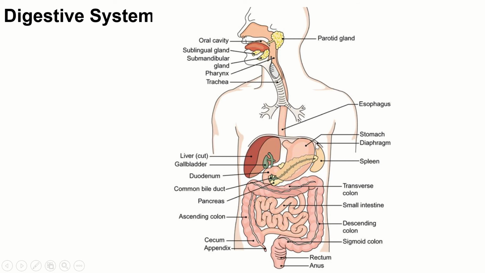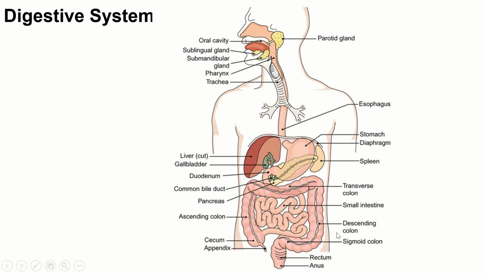The other thing that we have in the abdominal cavity we need to know about is the spleen. Spleen is not part of the digestive system. Remember that the spleen's job is to recycle red blood cells.